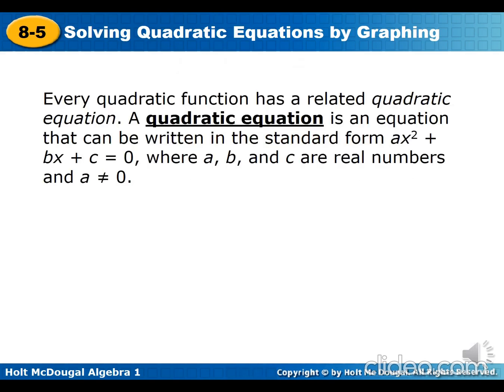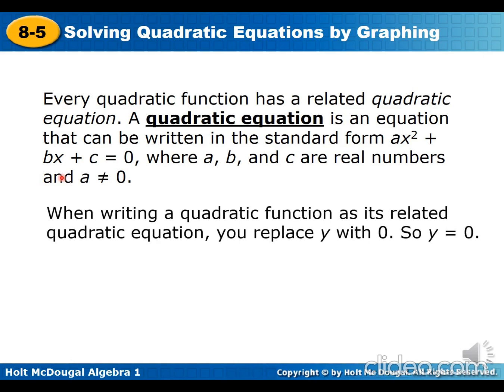What is a quadratic equation? Every quadratic function has a related quadratic equation. An equation should be written in the form ax squared plus bx plus c equals 0. A, b and c are real numbers, and a should not be equal to 0. Do you know why it should not be 0? Write it in the comments, please.